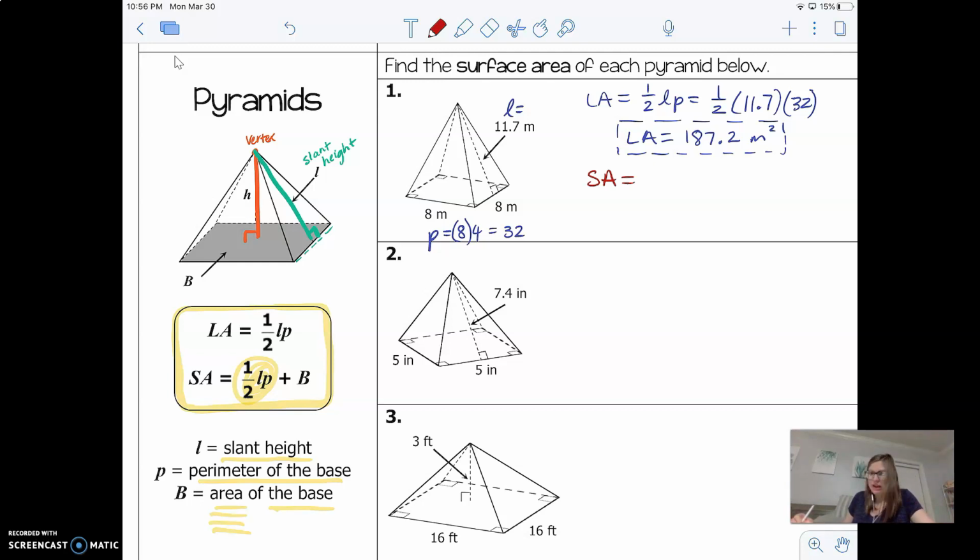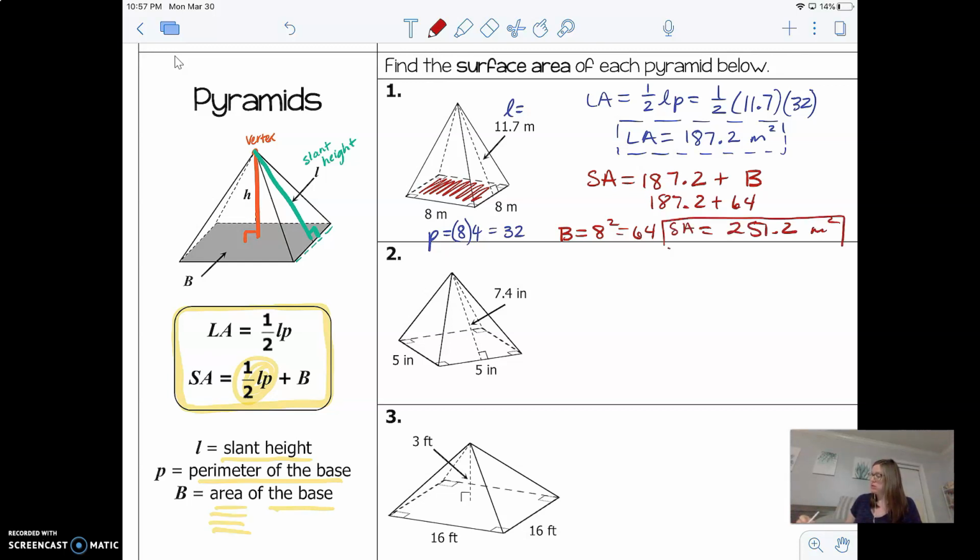Surface area, yeah, you just take the lateral area, which we just found, 187.2, and you add the area of the base. Okay, capital B. Capital B, since this is a square base, is just going to be 8 times 8, or 8 squared, which is 64. So 187.2 plus 64, and that is 251.2 meters squared. Okay, easy peasy.